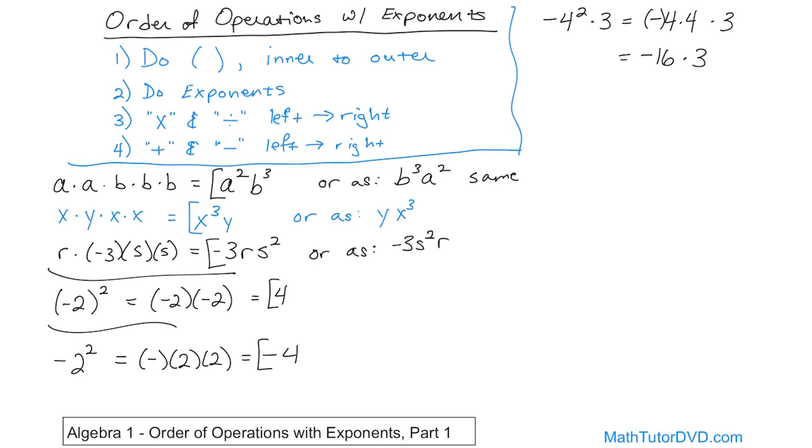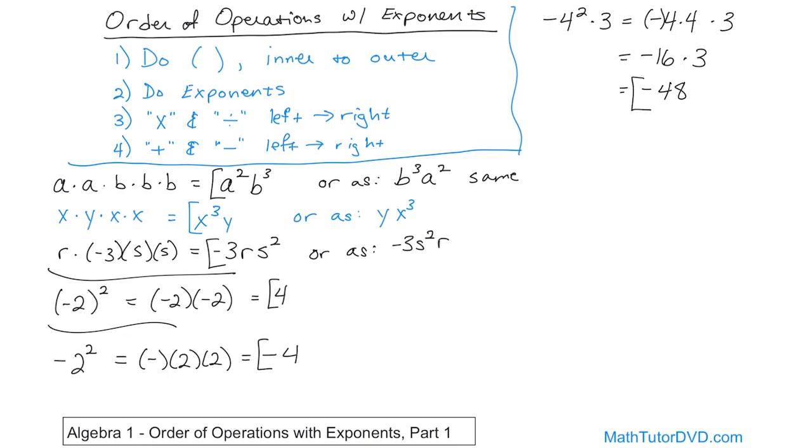The negative 16 is this. The 4 times 4 gives you the 16. The negative is just hanging out there. It's not squared. The square here does not apply to the negative that's out in front because there's no parentheses there. So it's going to just apply to the 4. The negative just hangs out there. So you have negative 16 times 3. And negative 16 times 3 is negative 48, because 16 times 3 is 48, negative times positive gives you negative.